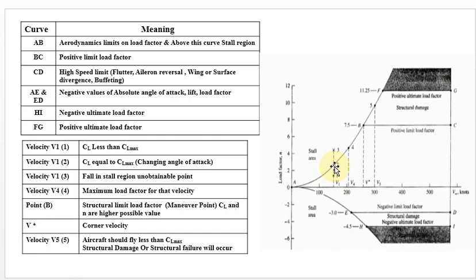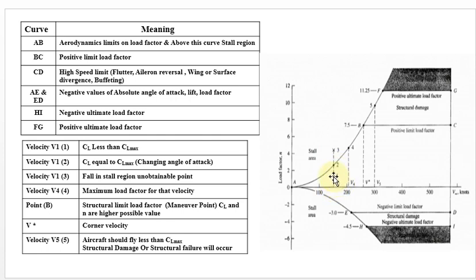Then you come to the second point. The second point means we are increasing the velocity. How are we increasing it? We are changing the angle of attack. By changing the angle of attack, we can increase the lift value, not velocity. Points 1, 2, 3 keep the same velocity, and only the angle of attack is changed.